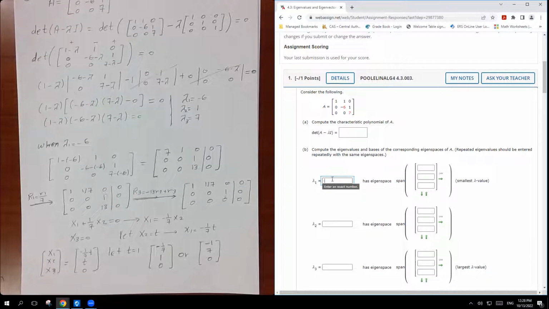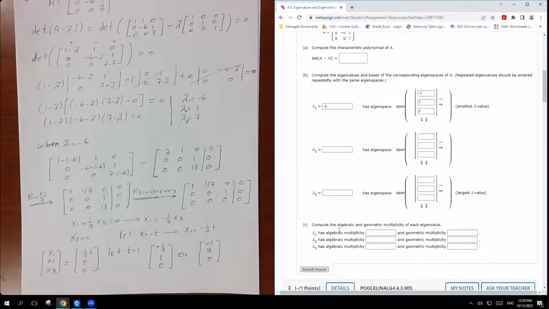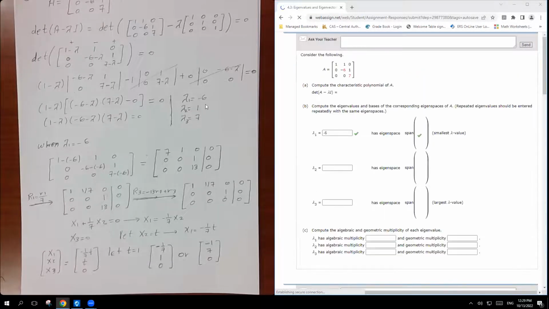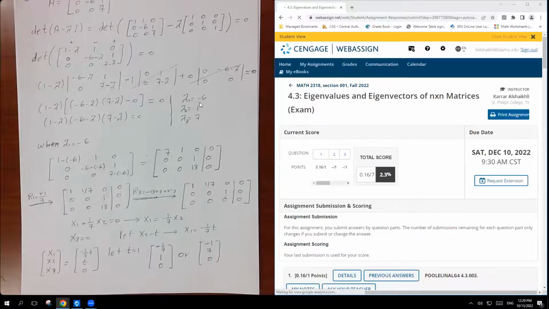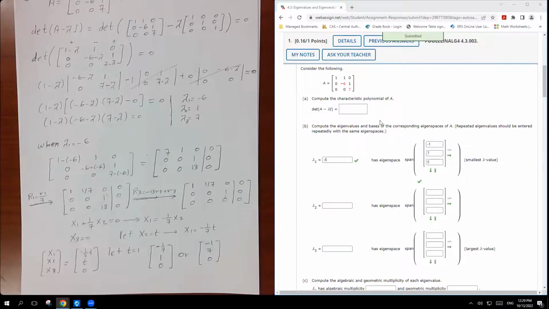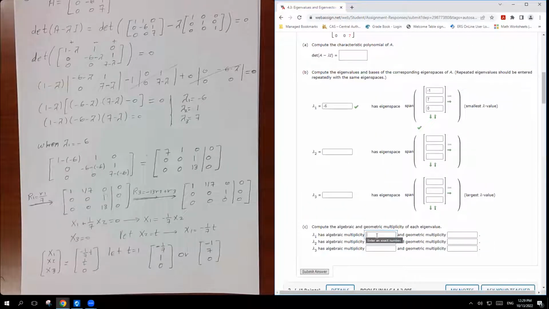When lambda equal -6, the eigenspace, which is the null space, is going to be -1, 7, and 0. I think we can check that, yes. For the multiplicity for this one, if you look at the eigenvalues, they are totally different. It's not repeated. That means with the first lambda, the algebraic multiplicity is 1, and the geometric multiplicity also 1.